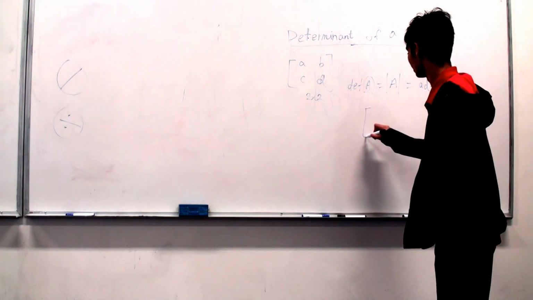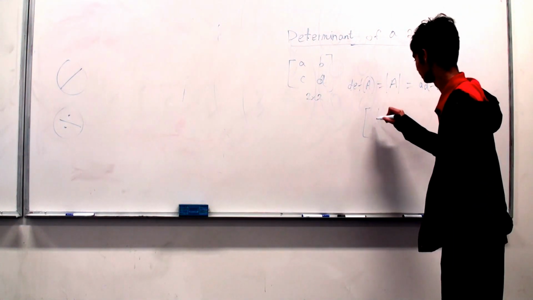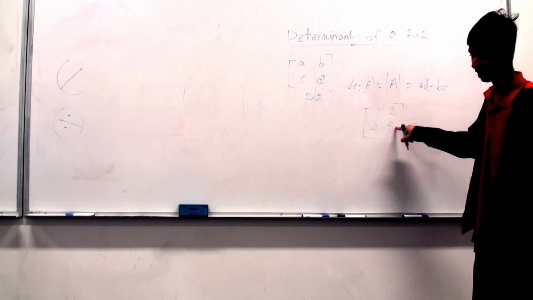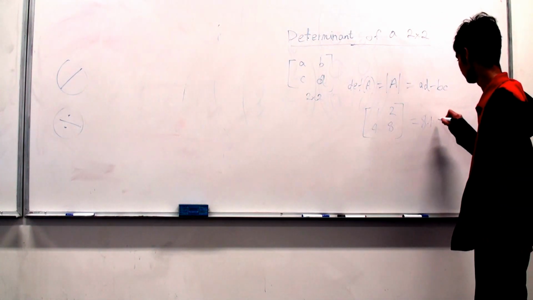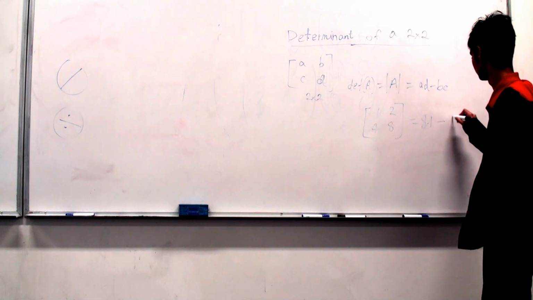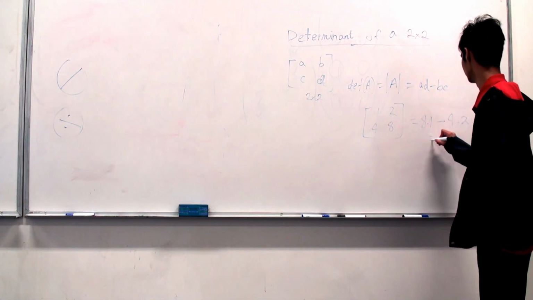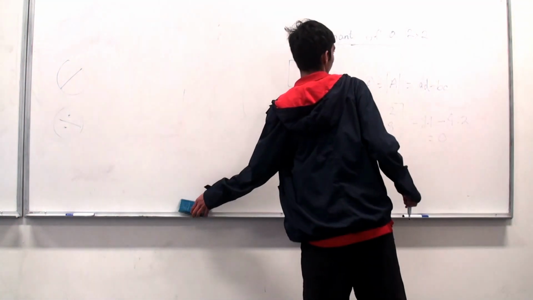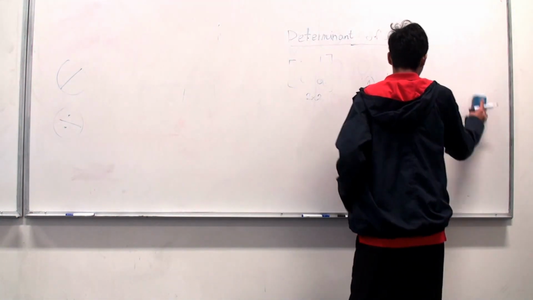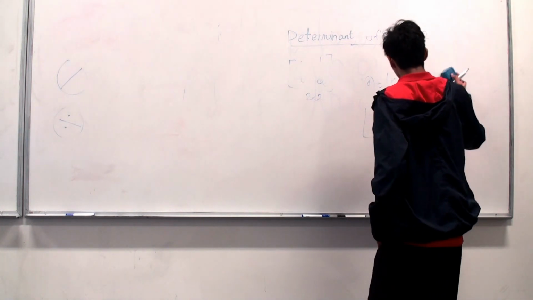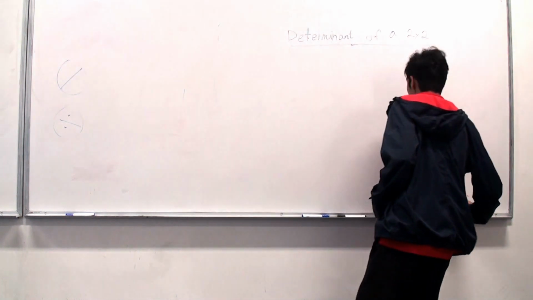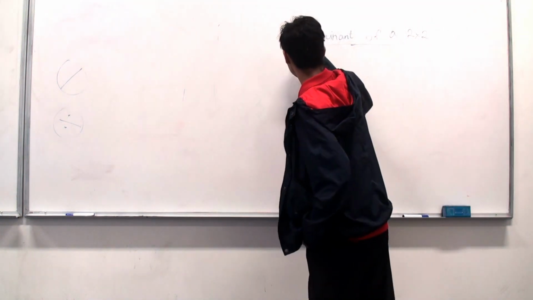So the determinant of 1, 2, 4, 8 is 8 times 1 minus 4 times 2, which in this case is 0. And that's simply the determinant of a 2 by 2 matrix. Now when we do a 3 by 3 matrix determinant, it's a bit more complicated, but same procedure.